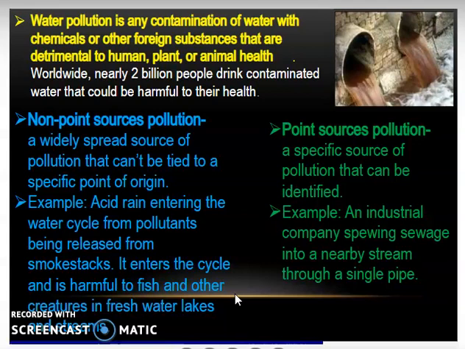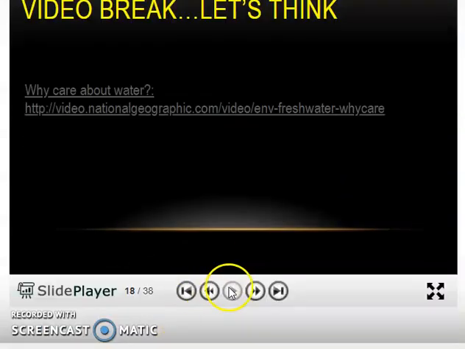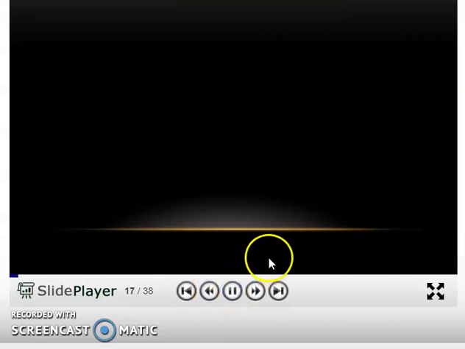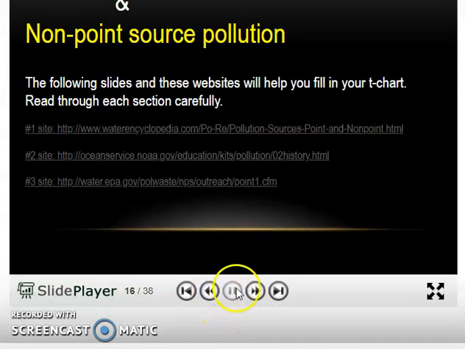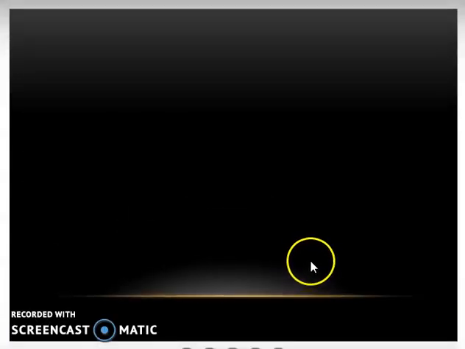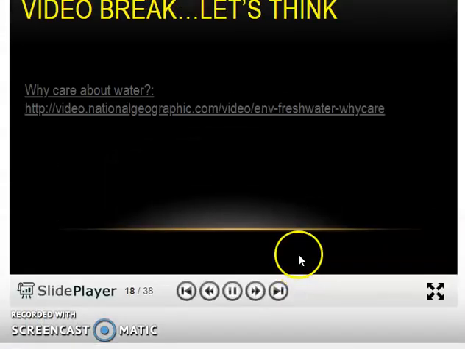Non-point source pollution is a widely spread source of pollution that can't be tied to a specific origin, like acid rain, as an example. We can't tell exactly where the pollutants in that acid rain came from. Okay, point source pollution, which should be coming up here on our screen. Sorry, it's not coming up, but we can tell a specific place where the pollution was caused.